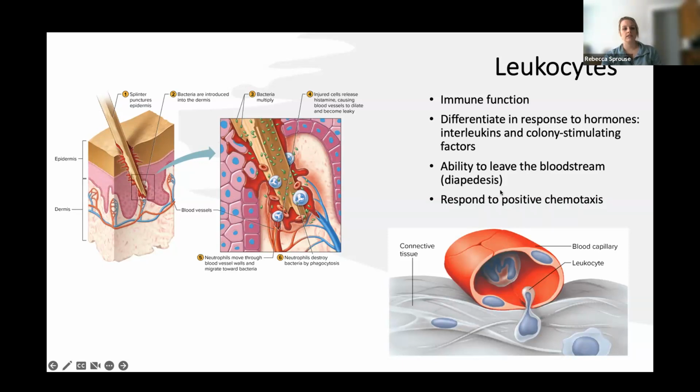And how does it do that? Positive chemotaxis, which is a phenomenon in which the cells that have been injured or affected by bacteria release something called histamine, or other chemicals, and that signals or attracts white blood cells to come to that site. So that's called positive chemotaxis, responding to a chemical release of some sort to attract our immune cells.